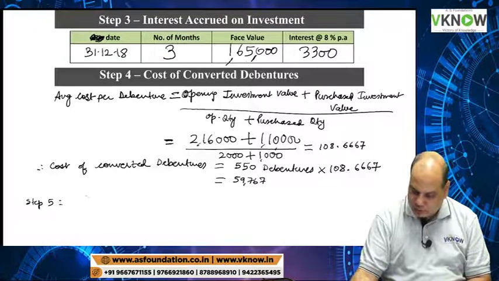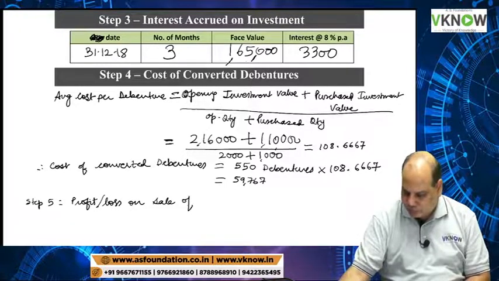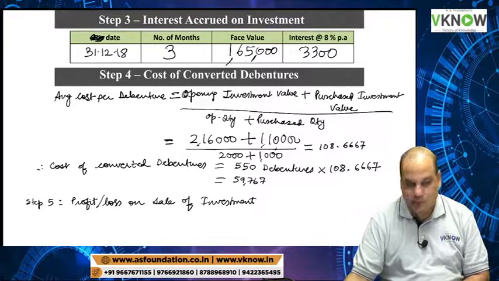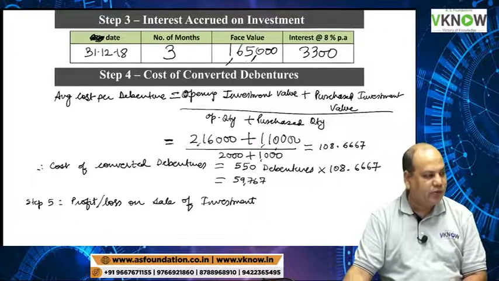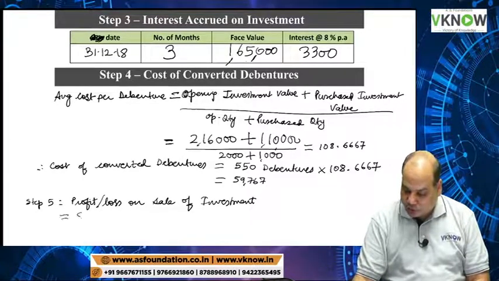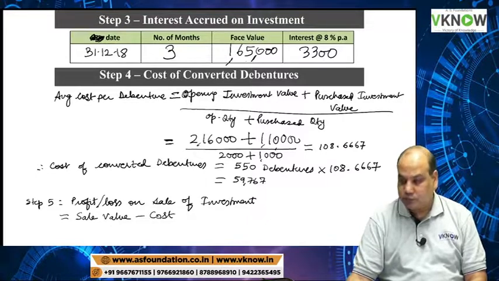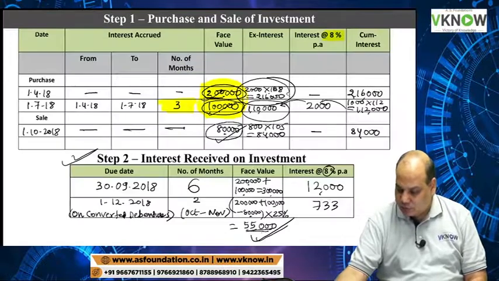Step number 5, write down profit or loss on sale of investment. So 59,767 is right. Most of you are getting it. Very good. Profit or loss on sale of investment is sale value less cost.